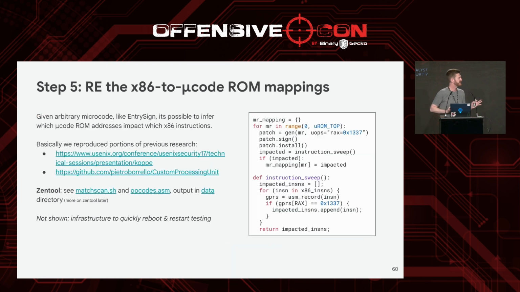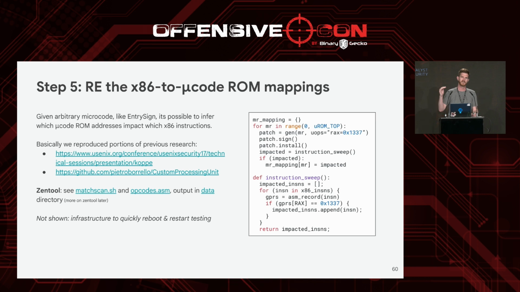Okay, so the last piece that we're missing here is which x86 instructions correspond to which microcode ROM addresses, right? So we need to figure out where RDRAND is. If we want to hook RDRAND, we need to know which address we want to hook. And we couldn't do this until we had Entrysign. There was some previous research, as Eduardo mentioned, on old Intel and very old AMD CPUs, and we basically reproduced that.